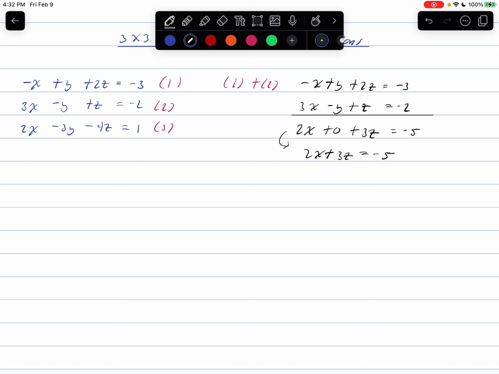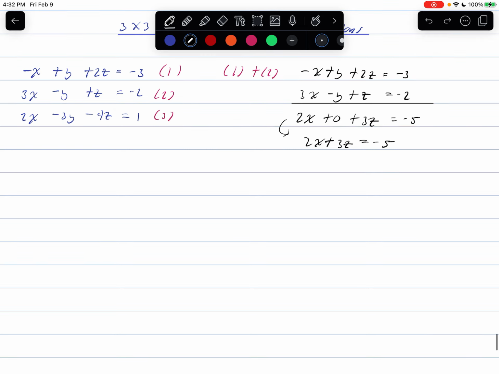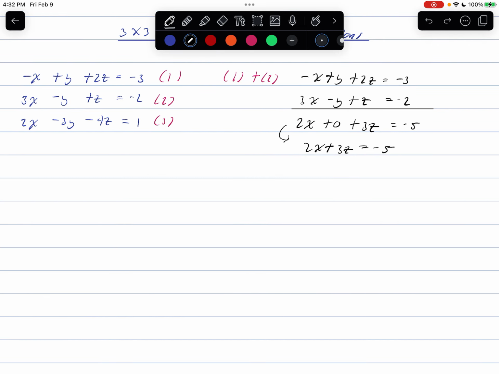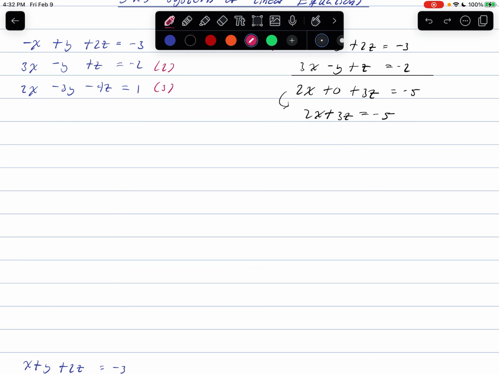So we added 1 to 2, so we eliminated it somehow with 1 and 2. Now we have to eliminate y by either choosing 1 and 3 or 2 and 3. Okay, so I'm thinking because the y is positive here in equation 1 and it's negative 3 here in equation 3, we are going to go ahead and choose equations 1 and 3. But what we're going to do is multiply equation 1 by 3 so that we can turn this y into a positive 3y. So we're going to have 3 times equation 1 plus equation 3.